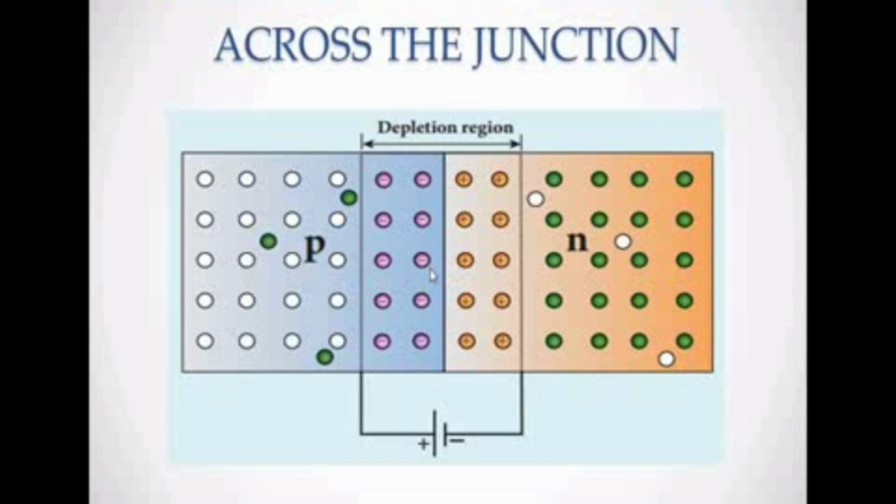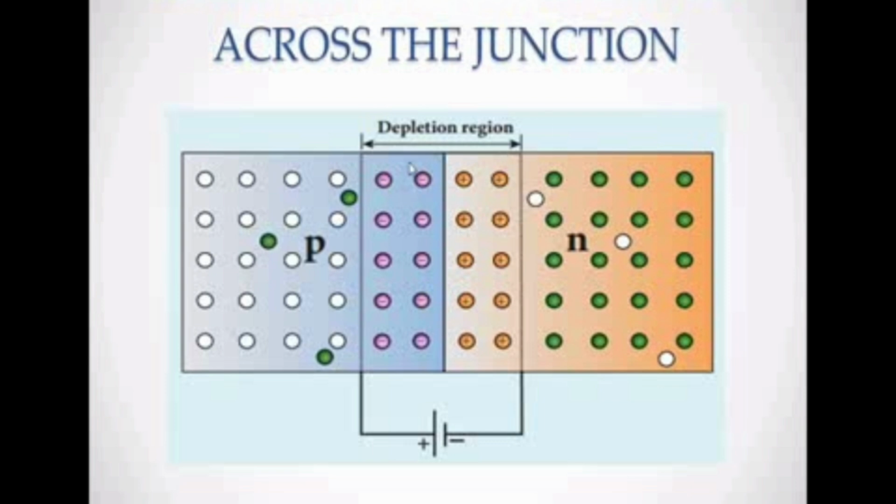Then, near the junction, the immovable charges accumulate, and they produce the depletion layer. That depletion layer produces a potential difference. The potential difference produced after the electrons and holes diffuse is called the barrier potential.